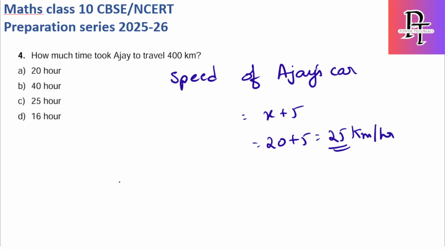How much time is he taking? So speed is distance by time, so time is distance by speed. Distance is 400 and speed is 25. We'll get 16. So the time taken is 16 hours, which is D.